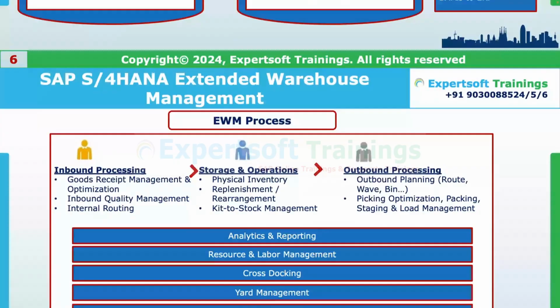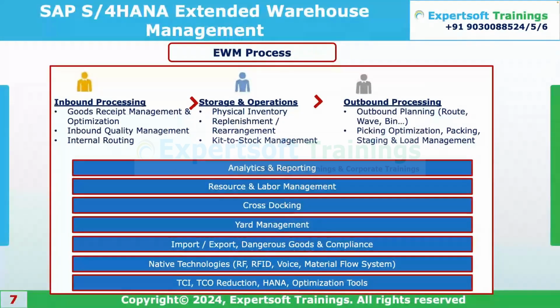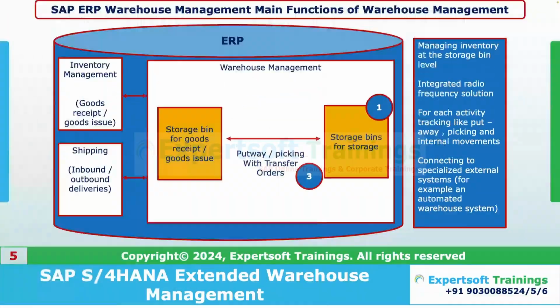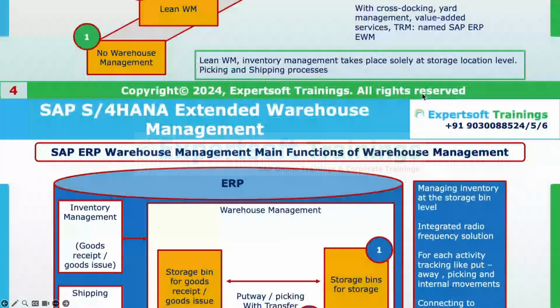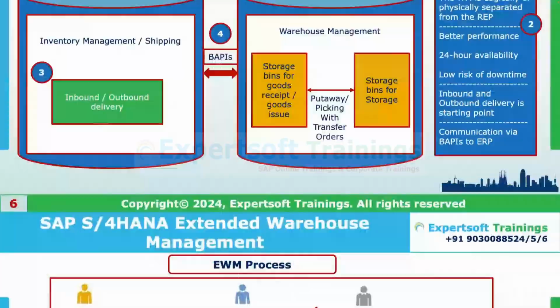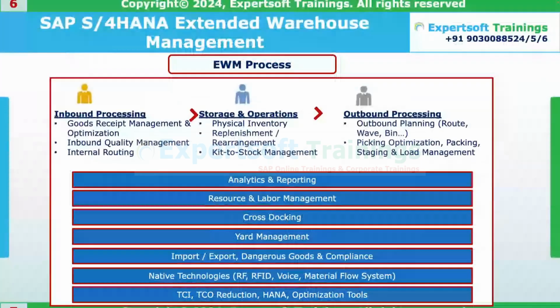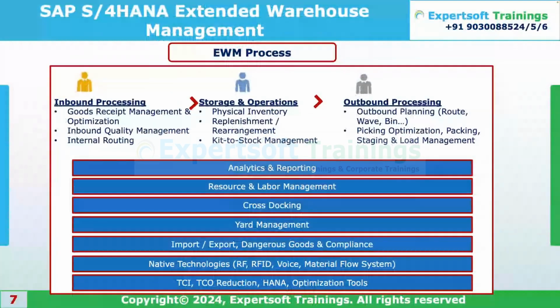Okay, now we'll talk about EWM. If you see, we are going in a very sequential manner. We saw what WM is, decentralized, and now we are talking about EWM. In any warehouse management solution, you have three types of processes. One is the inbound process, another is the outbound process, and the third is internal operations.